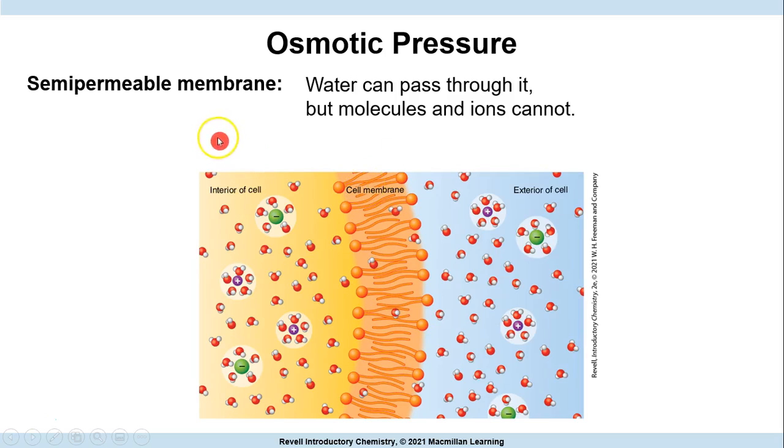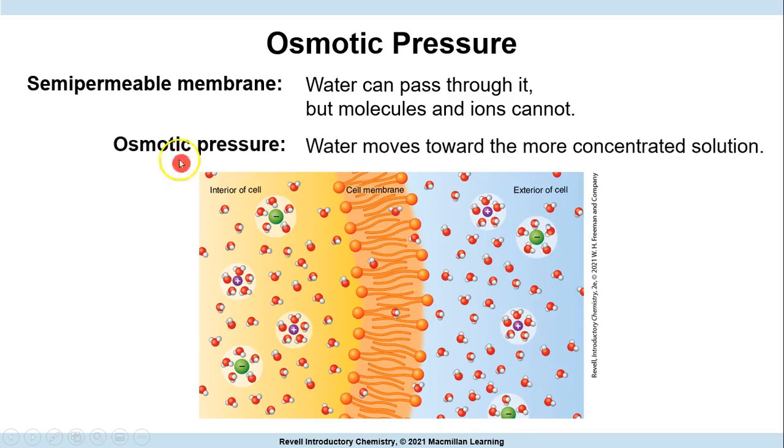And what does it mean to be semi-permeable? Semi-permeable means that water can pass through it, but molecules and ions cannot. So the membrane will only allow water molecules to pass through. All of these other ions cannot pass through, but only water molecules. You see here, the membrane is semi-permeable. Now, what is osmotic pressure? Water moves towards the more concentrated solution. So, the movement of water from a region of high concentration of water to a region of low concentration of water is what causes the osmotic pressure.